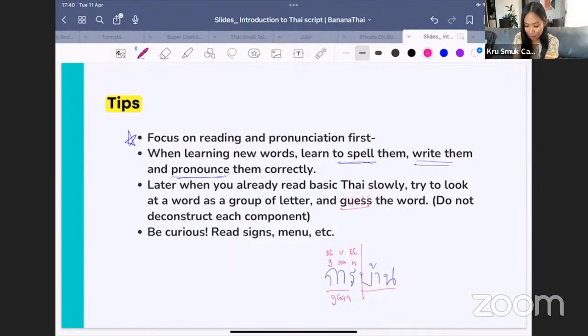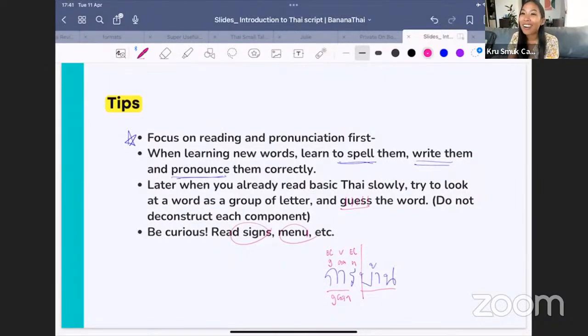And last one, be curious. Read signs, read menus, read social media posts, read everything, read the car number plate. That is the only way to make it work. And then you know what? It's actually fun when you start to recognize, oh, that's mama. Oh, that's the word nam. Oh, that's the word pai. So at the end, you will become very, very engaged in learning Thai.